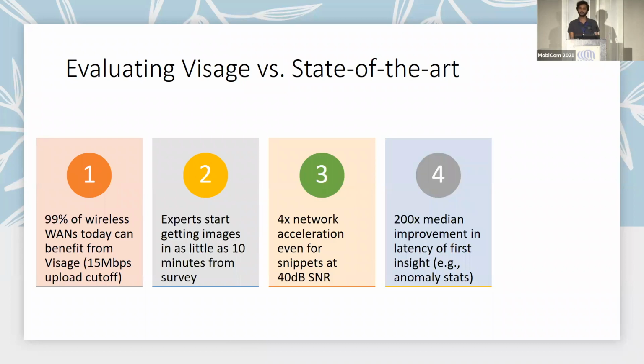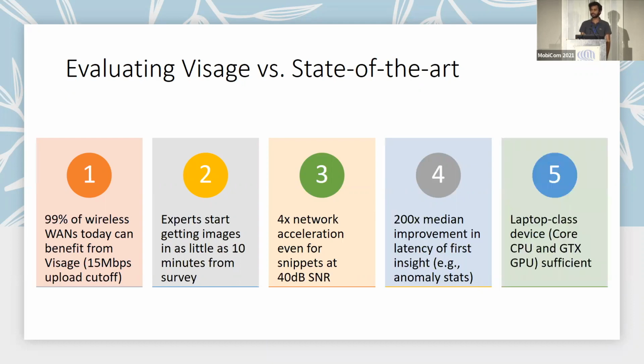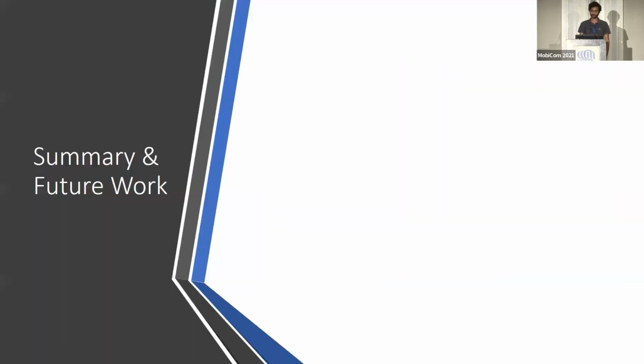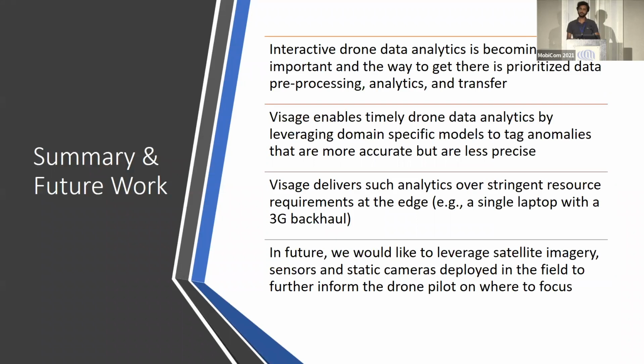The median latency to get the first insight is 18 minutes. And it is 33 minutes for the 95th percentile latency. And that's 200 times better compared to existing systems. And we do all of this again on just a single laptop. So I'll just summarize the results quickly. Visage improves application latency by really prioritizing the compute and the network resources on the most important bits of the images. And it does this all with a single laptop.